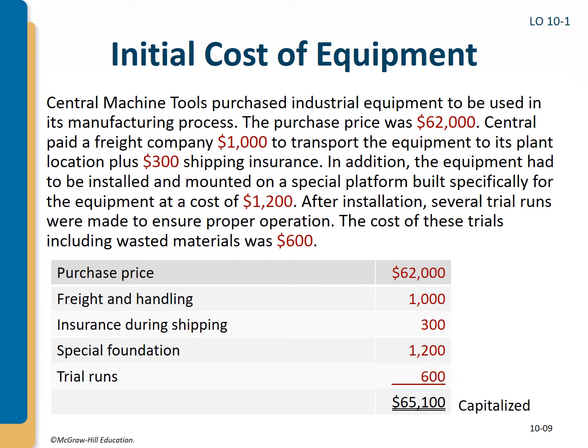So the $62,000 purchase price, the freight, transportation $1,000, the insurance while it was being shipped $300, the special foundation $1,200, and trial runs, add them all up, that's how much you debit the equipment for.